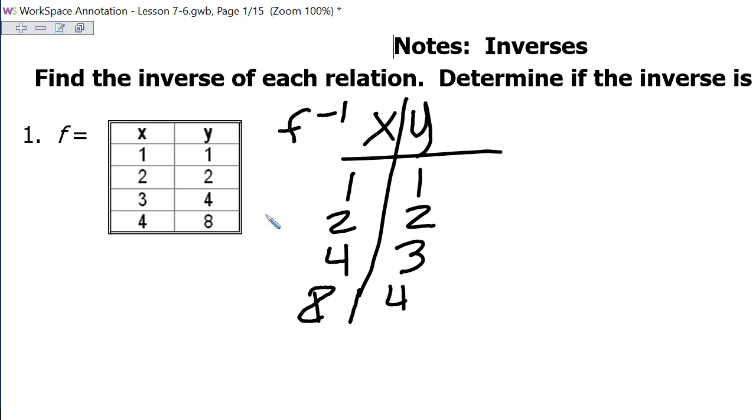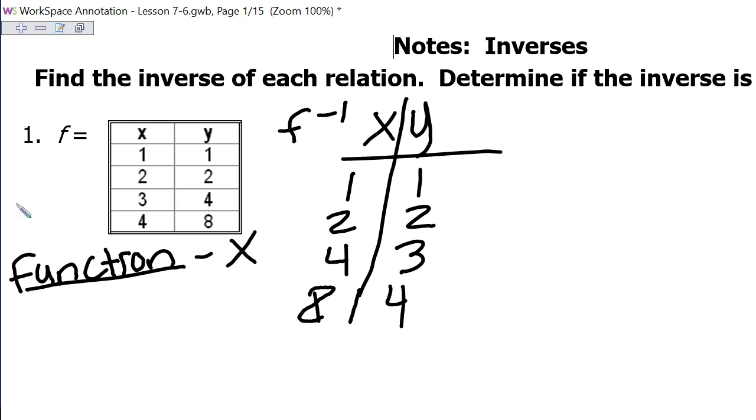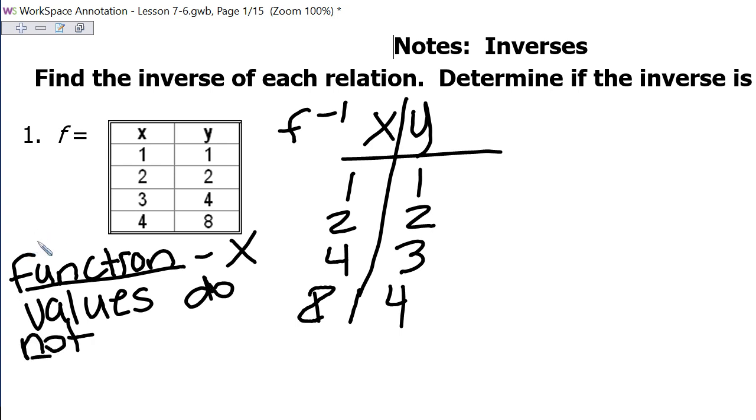Then the second part of the instructions: we need to determine if the inverse is a function. Now remember back to Algebra 1. In order for a relation to be a function, that means your x values do not repeat.